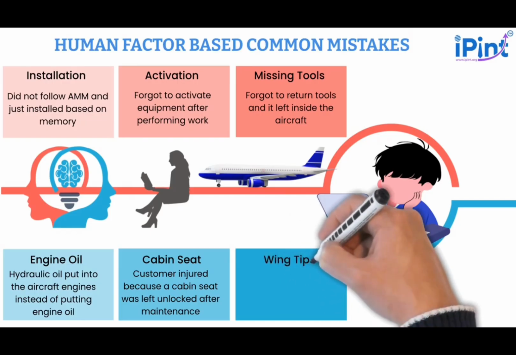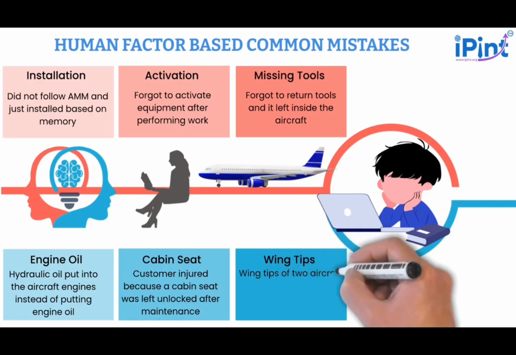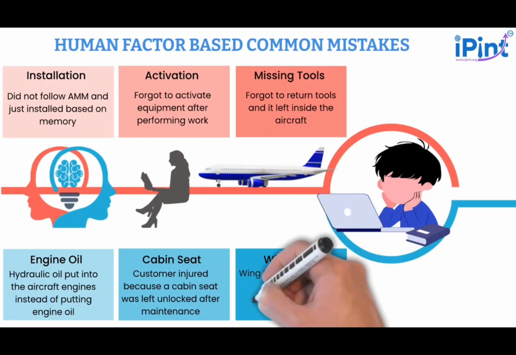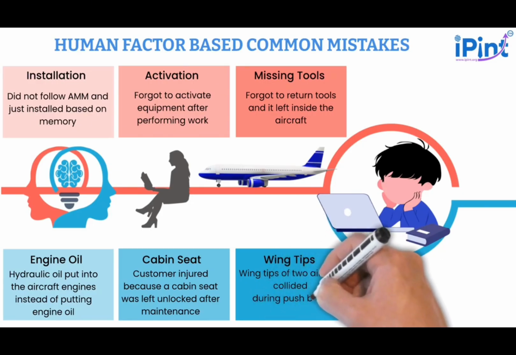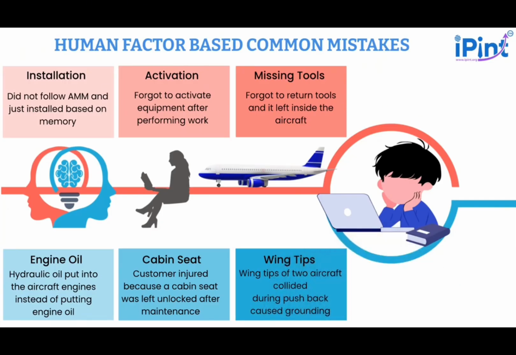And wingtips. Two aircraft that should never have touched. During pushback, the wingtips of two aircraft collided. Both aircraft were grounded as a result. This comes down to situational awareness, communication, and coordination on the ramp. All human factors. In a busy airport environment, the margins are tight and the consequences of inattention are immediate.